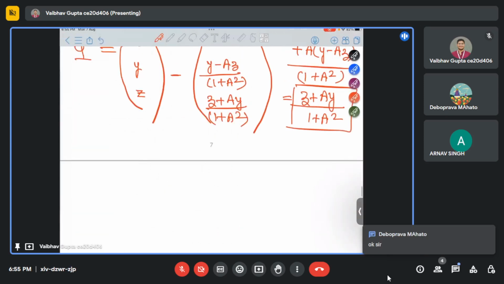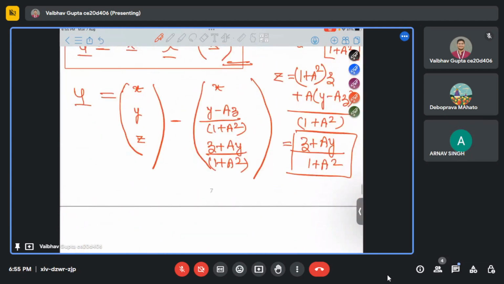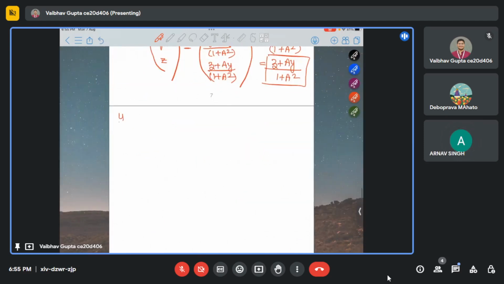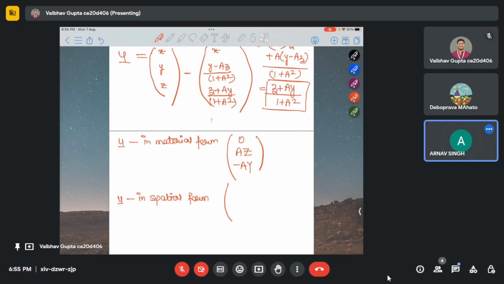So Anna, you got how to get the displacement field in material form and in spatial form. So U in material, what did we get? Zero, AZ, minus AY. And U in spatial form, what did we get? Zero.